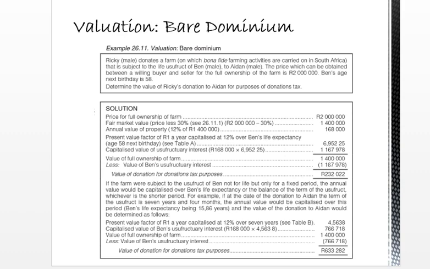That we need to subtract from the property, the full ownership, so less this amount less the 1.4 million, so the value of the donation for donation tax purposes will then be 232,000 rand.